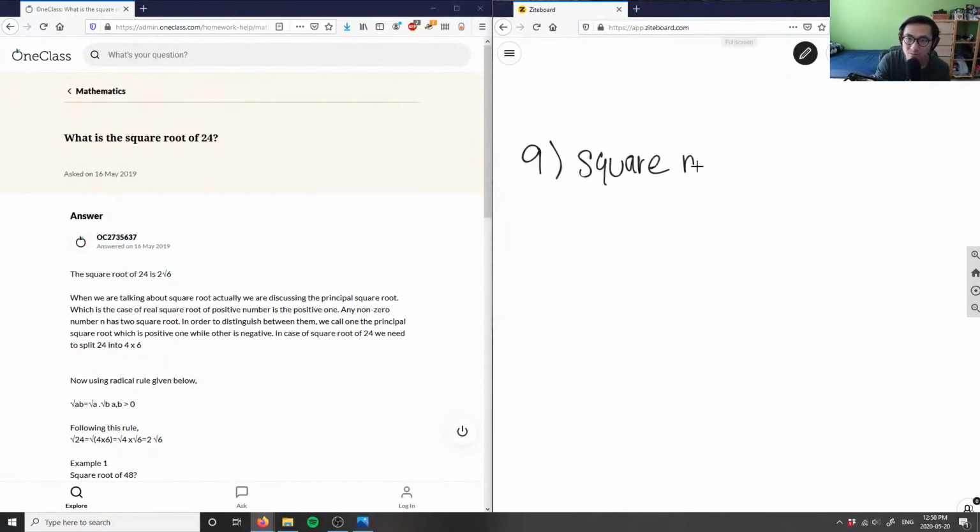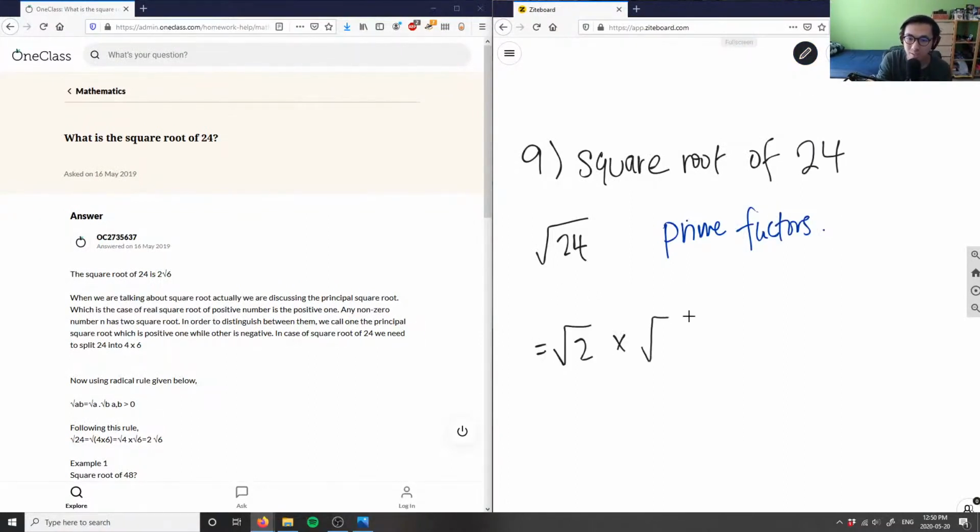Square root of 24. So all I'm going to have to do is use prime factorization. Right? So I have root 24. I want to break this 24 down into its prime factors. I can divide this by 2, so I get root 2 times root 12. I can break this root 12 again, dividing another root 2 out, and I get times root 6 here.